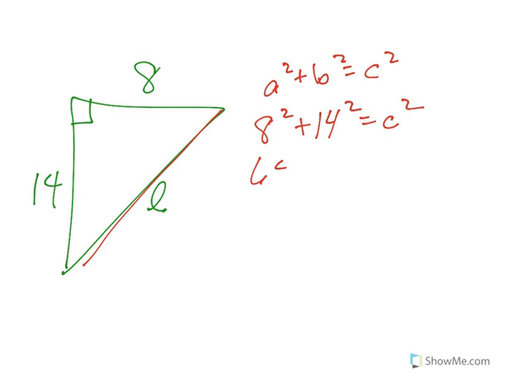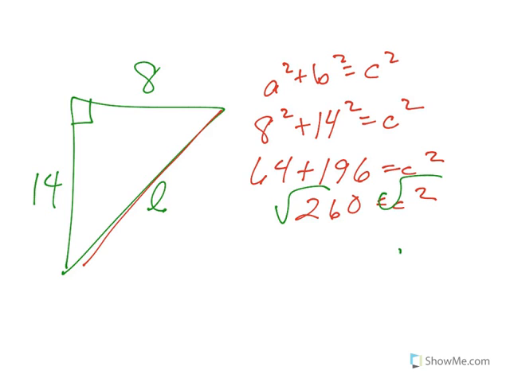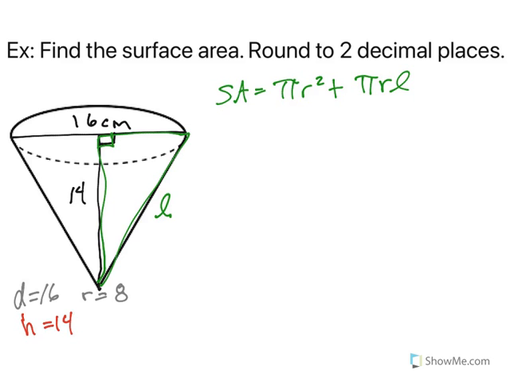So we have 64 plus 196. That gives me 260 equals c squared. I square root both sides, and my c is 16.12 rounded to 2 decimal places. So I know that my slant height is roughly 16 and 12 hundredths. Okay, so L is 16.12. Now I have enough that I can plug in and find our surface area.